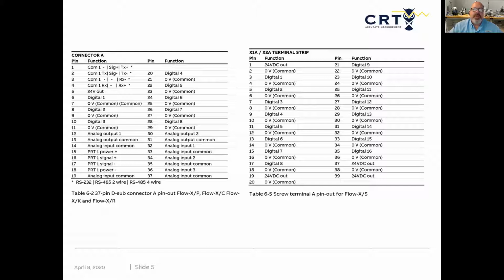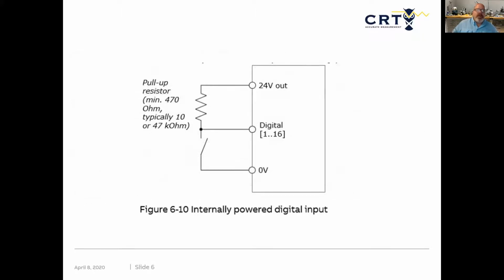Now, the other thing with the FlowX is that the digitals can be both inputs and outputs, and it's software selectable. So the only thing I need to know when I'm wiring the unit up and planning out my wiring is whether I'm actually going to use that digital as an input or whether I'm going to use it as an output. The actual configuration of it takes place inside the software, and I'll show you where that's at. So let's talk about if we're using a digital input.